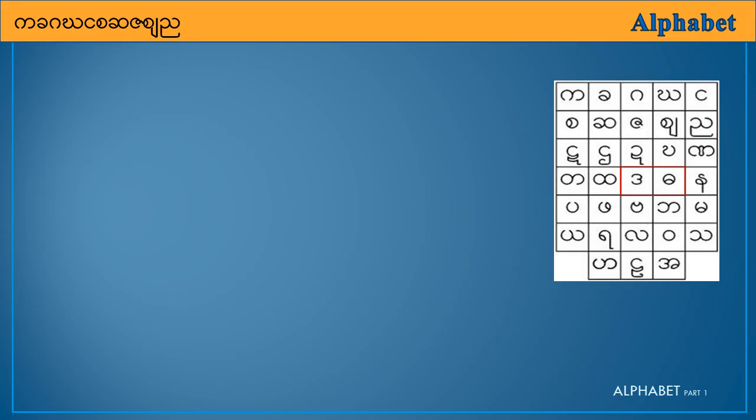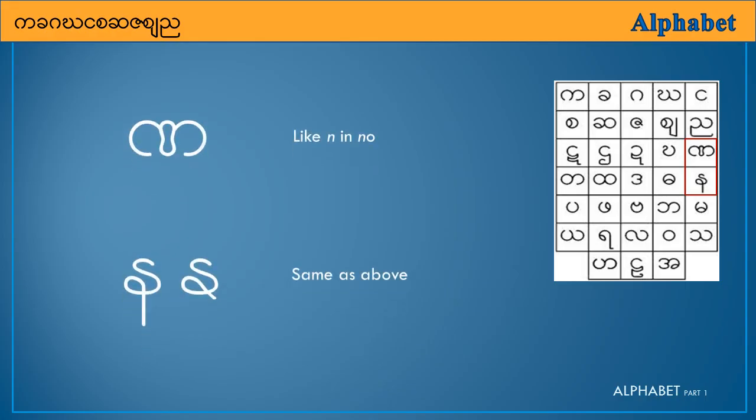Okay, these two letters are pronounced the same with the D sound. Da, da, da. Now, here are the last two letters in part 1. They also have the same sound and are pronounced na, na, na.